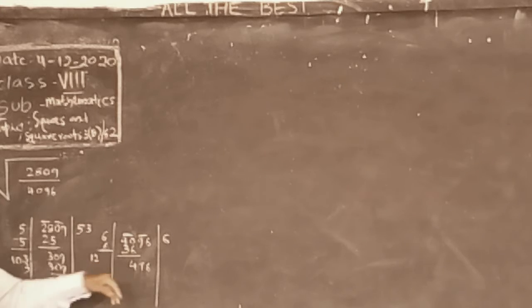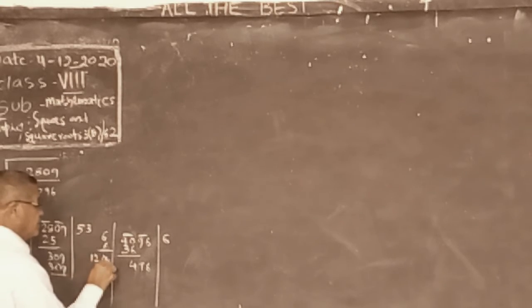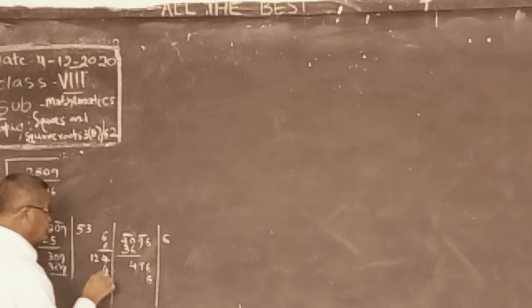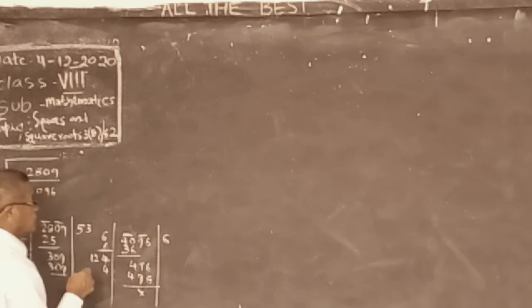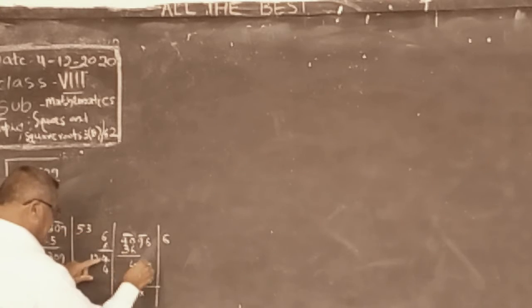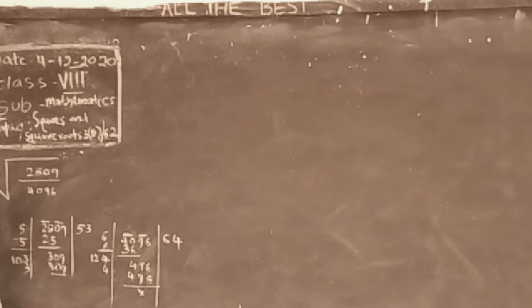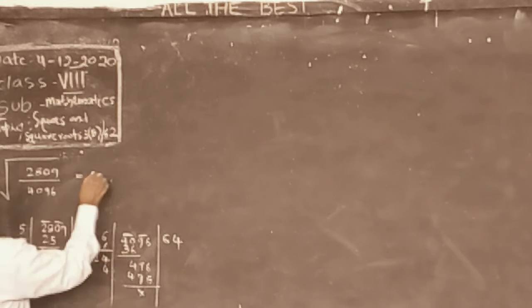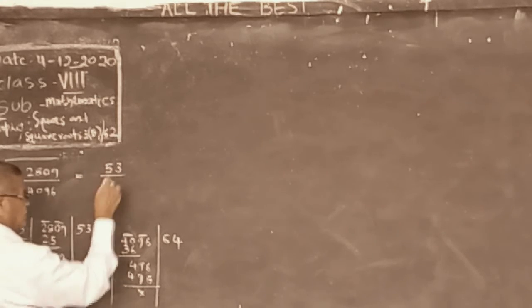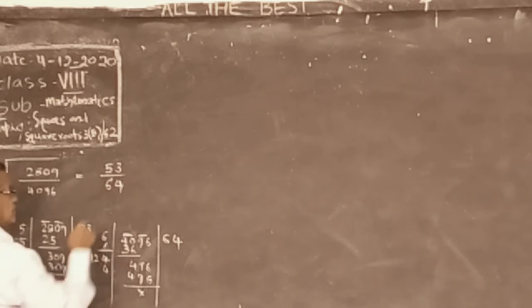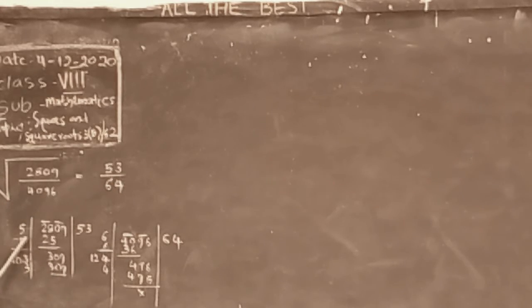4 4s are 16. 4 2s are 8. 4 1s are 4. Remainder 0. For the first pair 6, for the second 4. So the square root of the denominator is 64. For the numerator 53 by denominator 64, this is the answer. Separately we have to find the square root for the numerator and denominator, then write the answer.